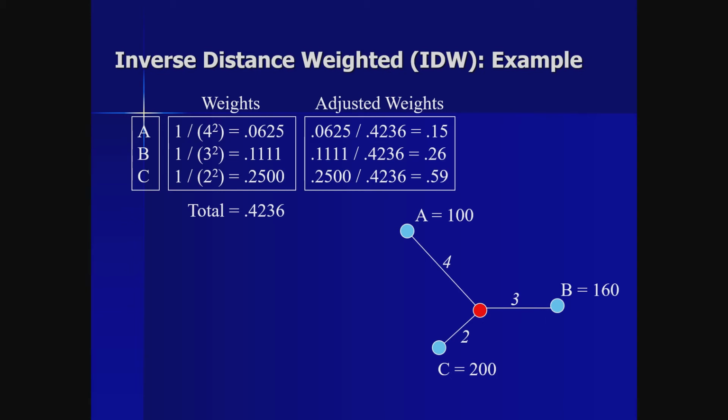So we're adding all the weights up. We divide each one by the sum of the weights. Now each of these weights add up to 1, right? 0.59 plus 0.26 plus 0.15. So in other words, C is weighted 0.59. 59% of the value that's going to be derived for this is going to come from this, 26% from that, and 15% from that.